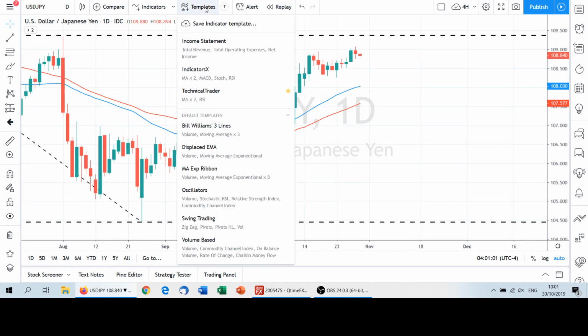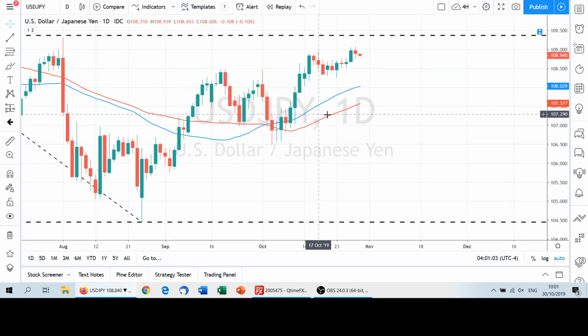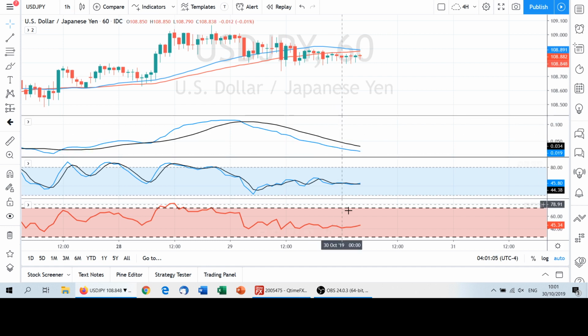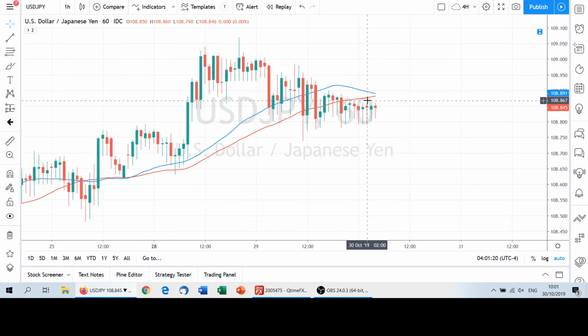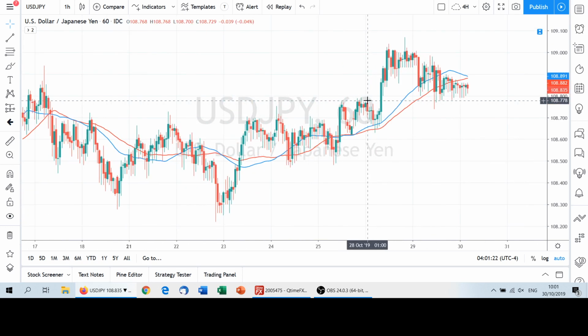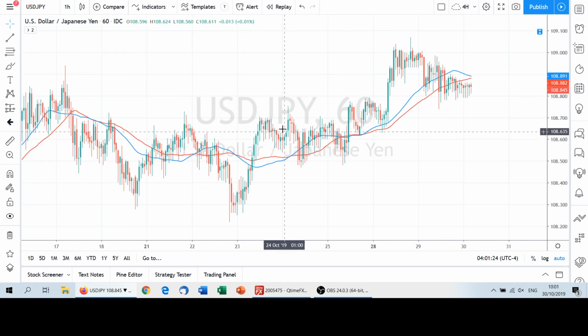Let me see what the indicators say, RSI especially. It's around 45, 46, not a key reading. No signals here on the MACD. Also, the stochastic is not in the overbought or oversold area, so not a lot of help from the indicators on the hourly chart.